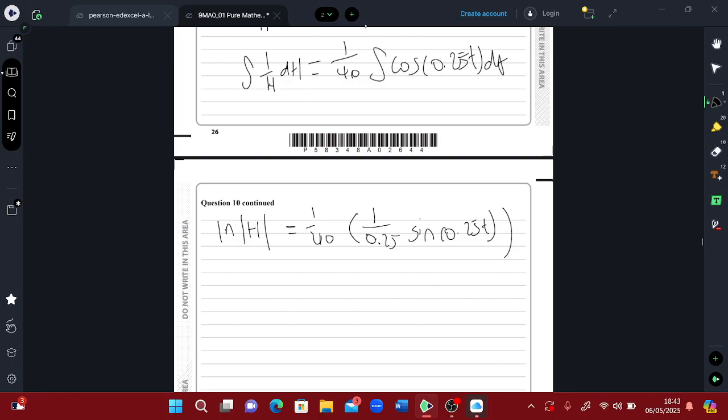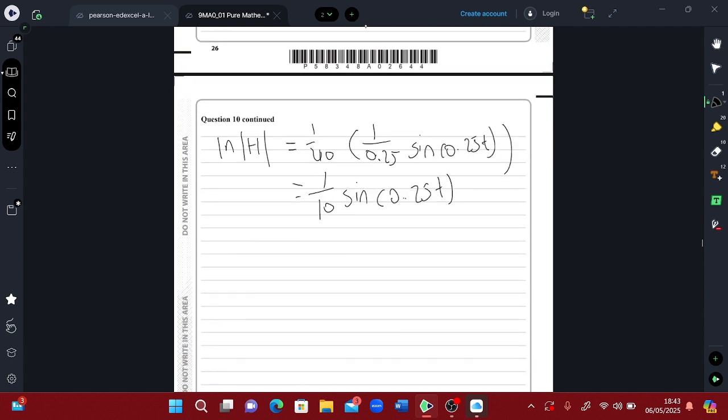So that's right. So let's check, and actually we can simplify some stuff here. Put that into your calculator. 1 over a quarter will just get you 4. So then 4 over 40 would be 1 over 10 sine of 0.25t.